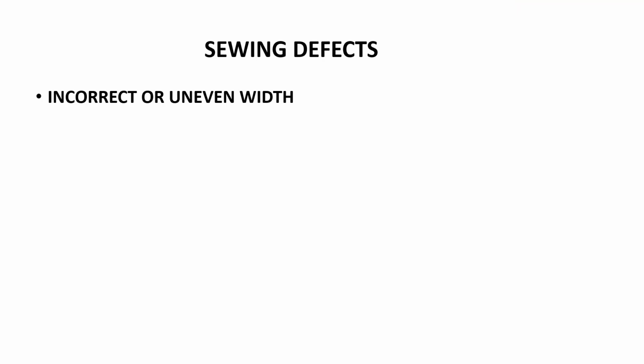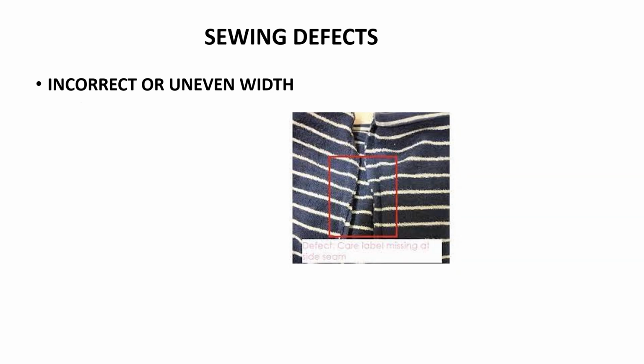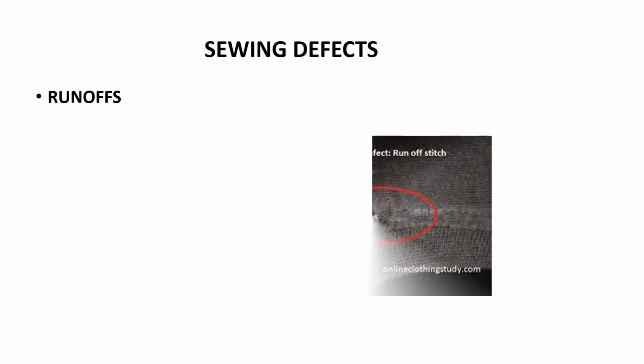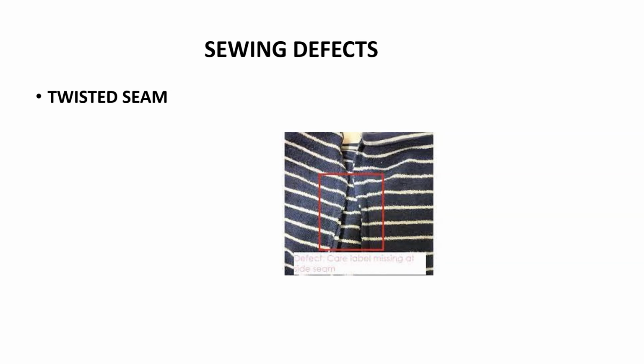Now, when you are talking about sewing defects, we may also get incorrect or uneven width as a sewing defect, and it also includes runoffs, as shown in the figure, a defect which normally happens in the sewing machine. We can also get a bit of a twisted seam.